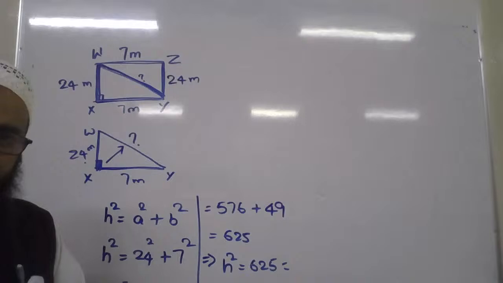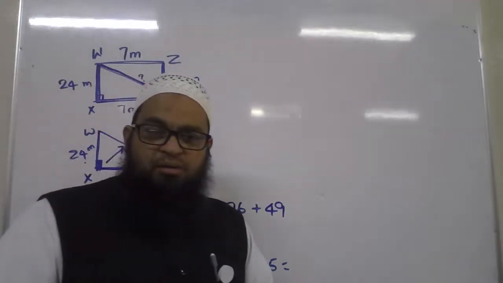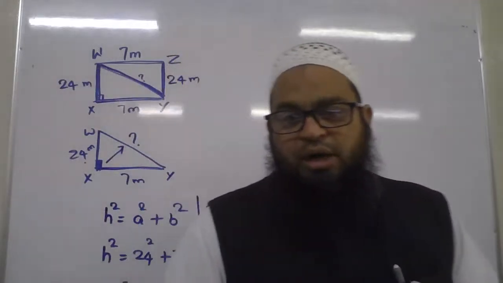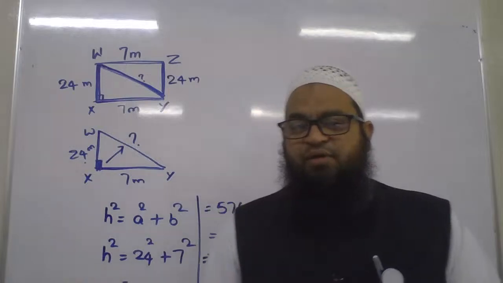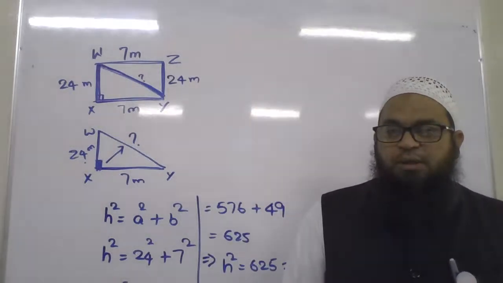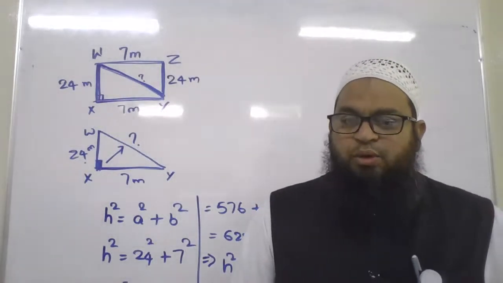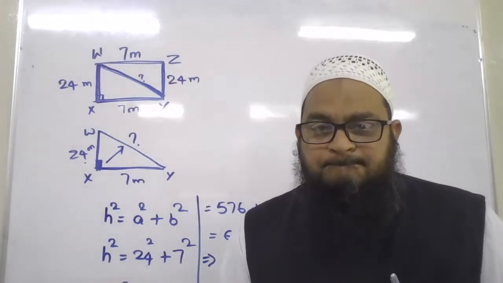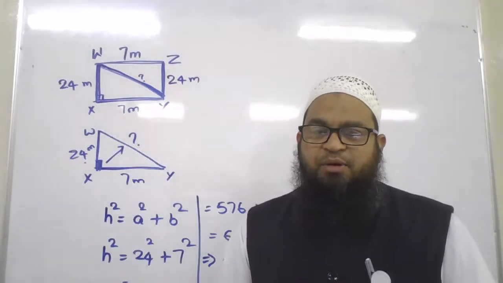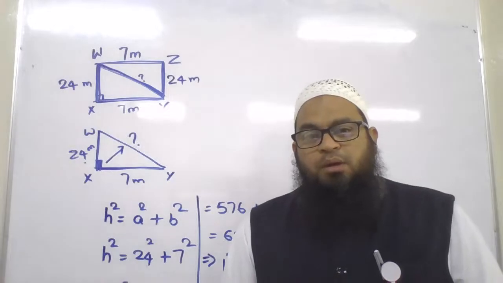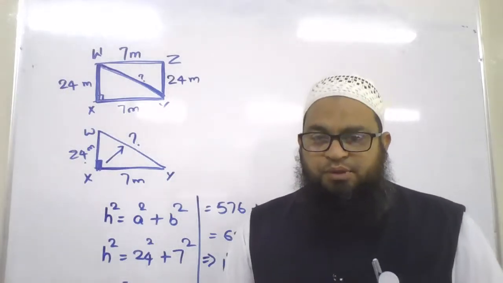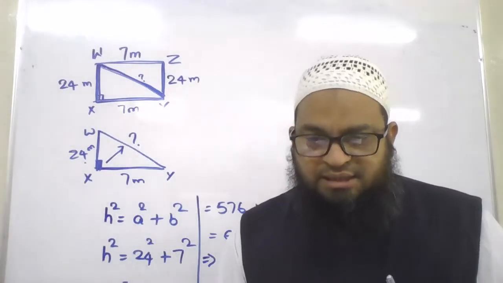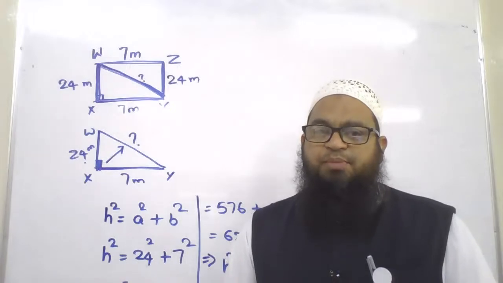Anybody remember? How will you write 625 as a square of? What is the square root? Is 625 a perfect square? Yes, I think there is lag. Yes, 625 is a perfect square.